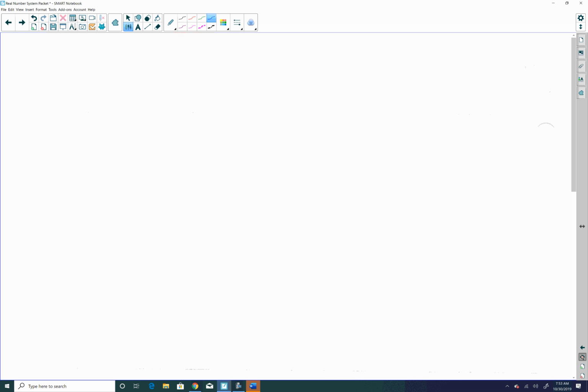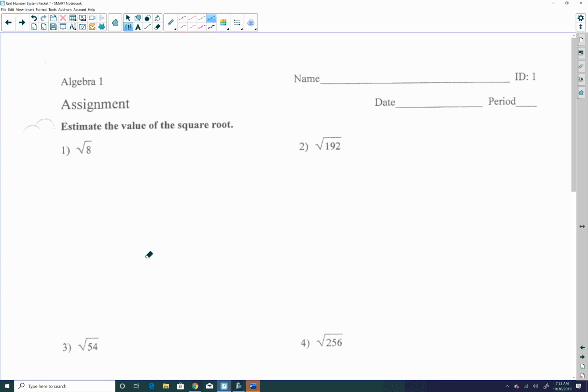We're going to skip that one for now. We've got a note page. So 51 looks like this. And what I want you to do on this one is give me a decimal estimate. So you're doing a decimal estimate, and round to 2 decimal places.